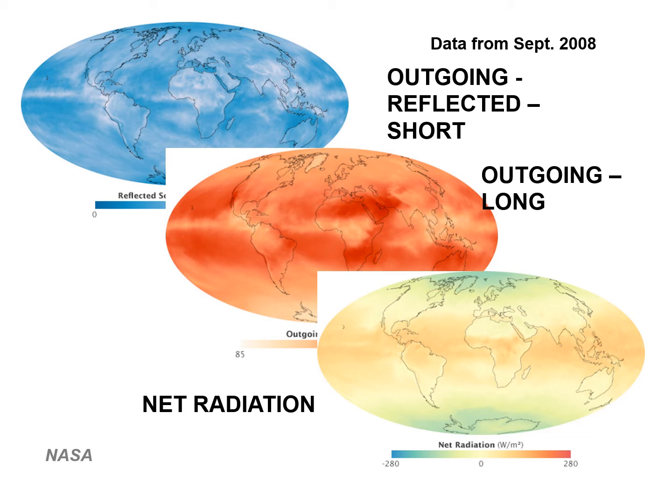You might note that the poles are darker blue, indicating little reflection. Why would this be if the poles are covered with snow and ice? The time of year this map was made, in September, was a time when both poles were receiving little energy. Therefore, there was little energy to be reflected.